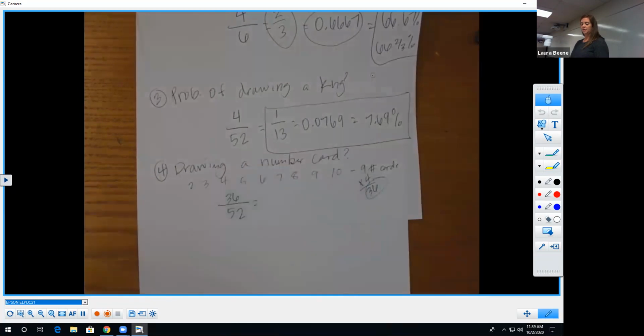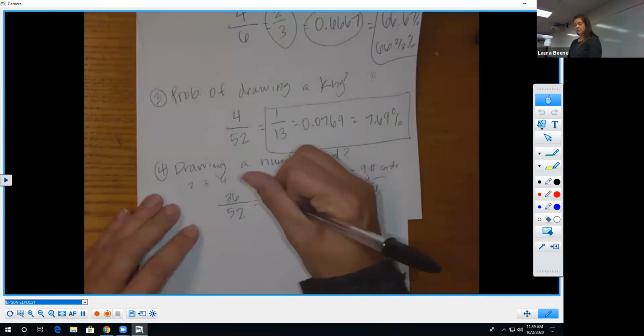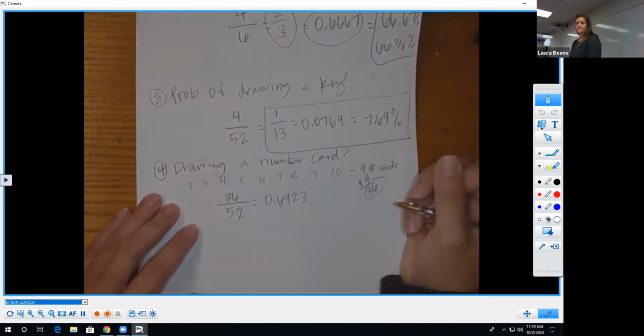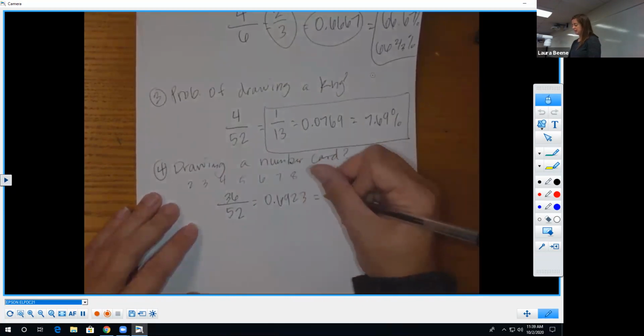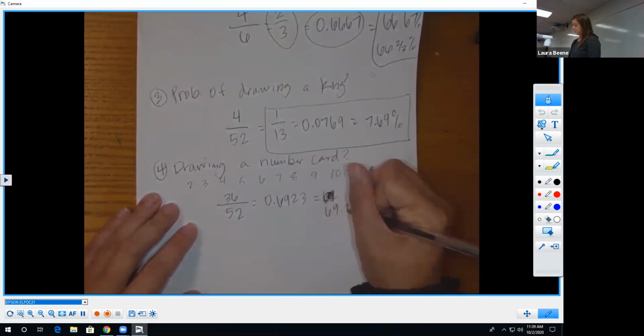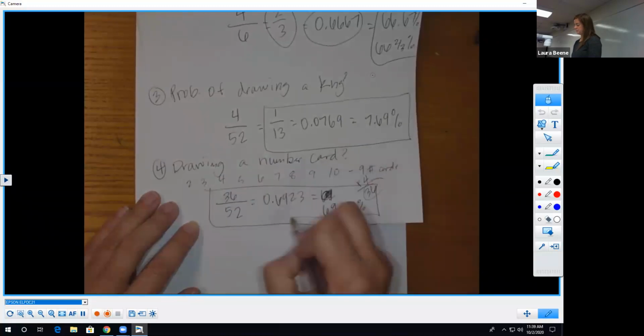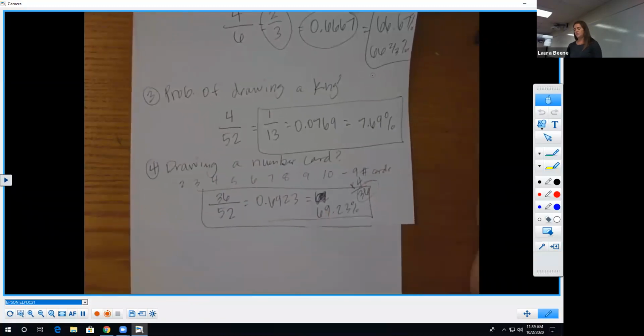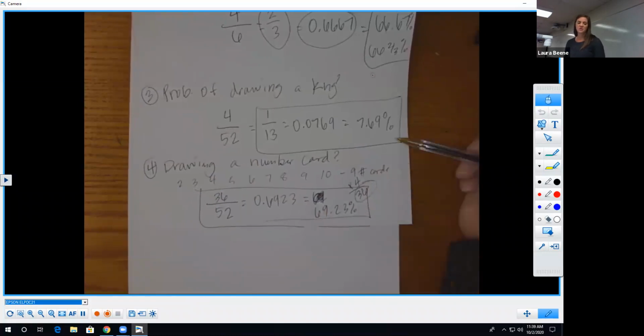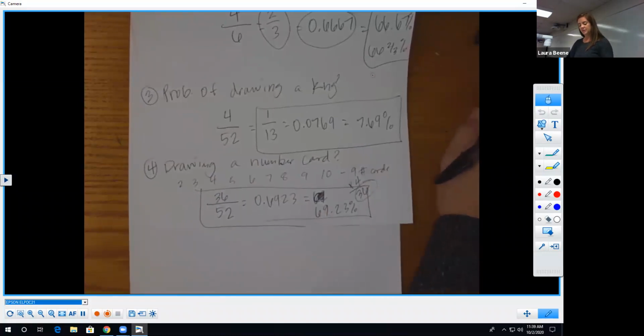52. Well, 36 divided by 52 is the decimal 0.6923. And then whenever I make that into a percentage, I get 69.23%. Okay, so pretty good odds of drawing a number card because there's a lot more number cards than there are face cards in the deck. Okay, so let's talk about independent events.